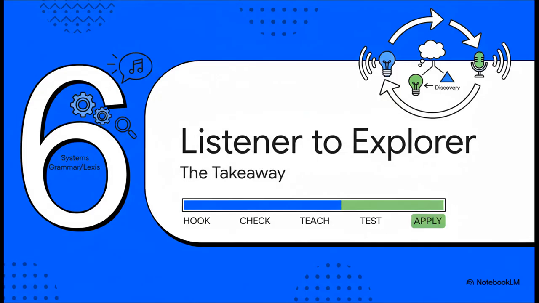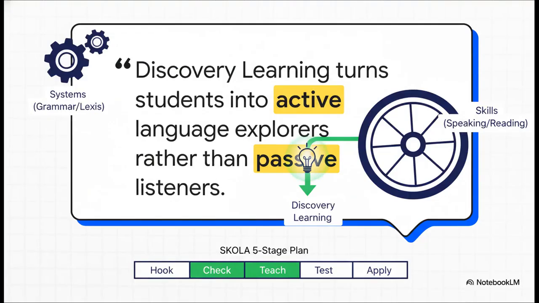So, let's just take a step back. We've gone from the big picture goal right down to the nitty-gritty of a single lesson. What is the one crucial thing we need to remember from all of this? It's this. This is the transformation we're aiming for. This whole approach, using this 5-stage plan, is designed to change the student's role completely. They stop being just passive listeners waiting to be fed information. They become active, engaged explorers of the language.